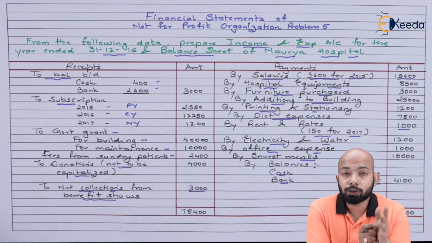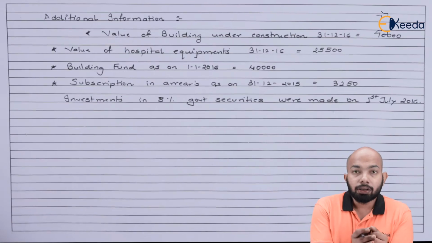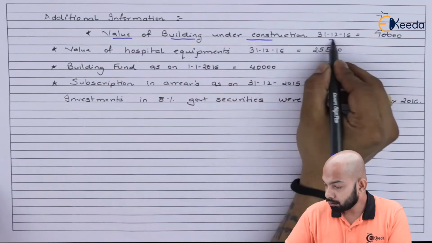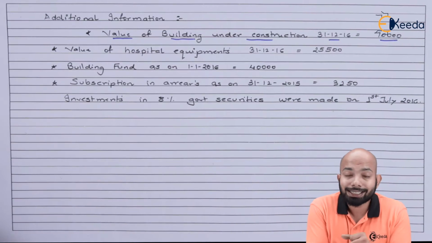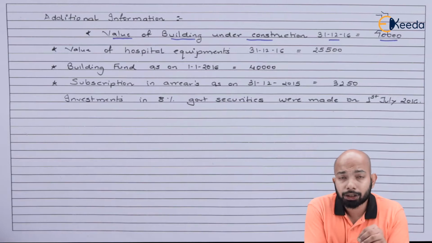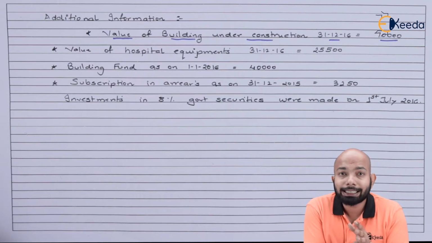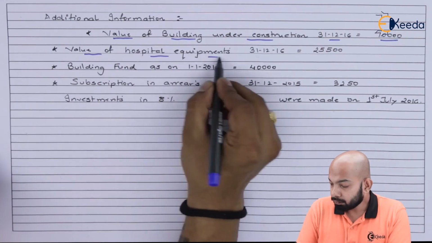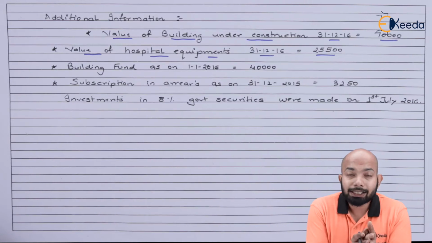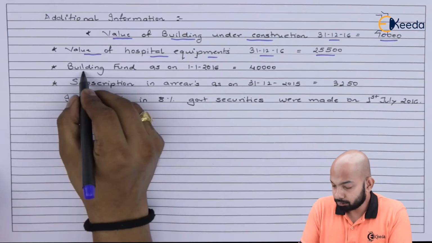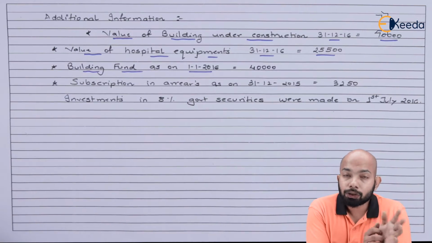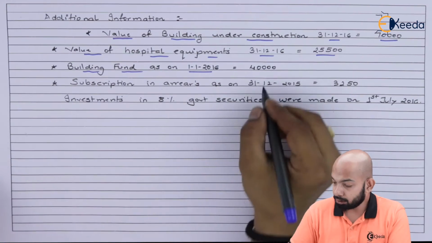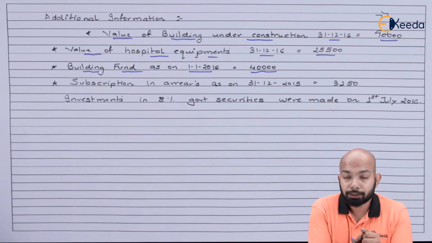We have additional adjustments also. Let's figure out what the additional adjustments are. So it is stated that the value of building construction as of 31st of December 2016 is 70,000. That means the building that is under construction, the closing value of that building is 70,000 as of 31st of December 2016. Value of hospital equipment is 25,500. Building fund as of 1st of January 2016, that means the opening building fund, is 40,000.